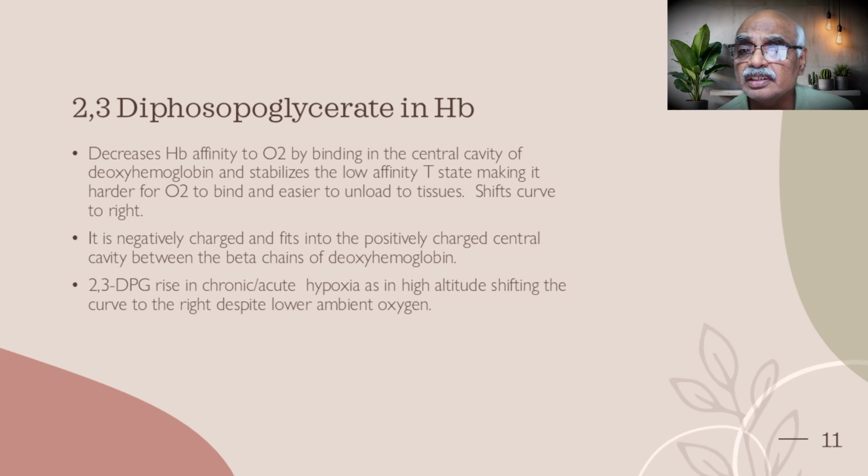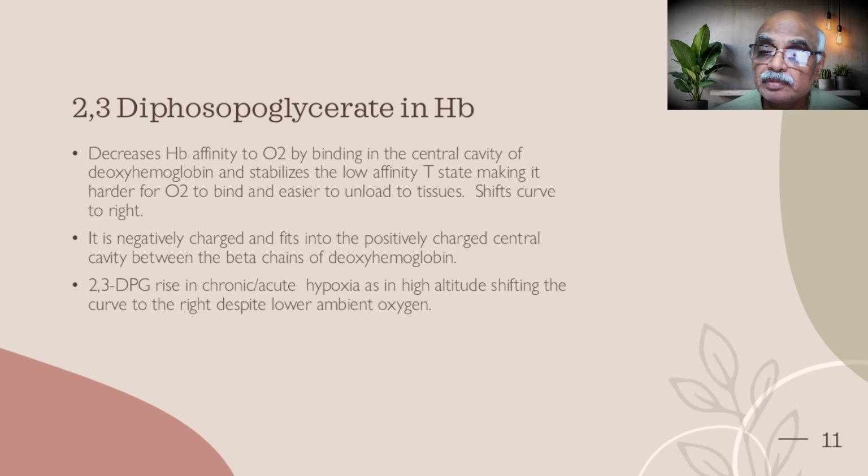because it shifts the curve to the right and increases the delivery of oxygen to the tissues. It is actually a negatively charged molecule and fits into the positively charged central cavity between the beta chains of the deoxyhemoglobin. I repeat again, this 2,3-diphosphoglycerate is negatively charged and it fits into the positively charged central cavity between the beta chains of the deoxyhemoglobin.